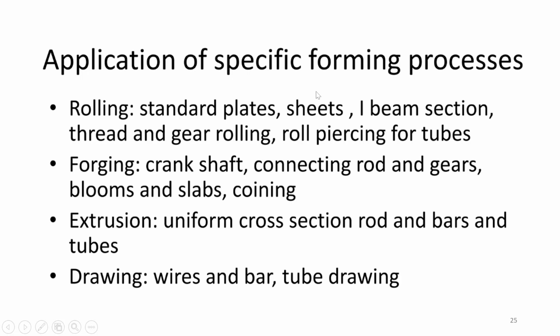Now application specific forming processes. Using rolling, you'll be making standard plates, sheets, I-beam sections, thread and gear rolling, roll piercing for tubes. In case of forging, you can make crankshaft, connecting rod, gears, blooms and slabs, coining. In case of extrusion, it will be having uniform cross section rod, bars and tubes. In case of drawing, you can make wires, bars and tubes.